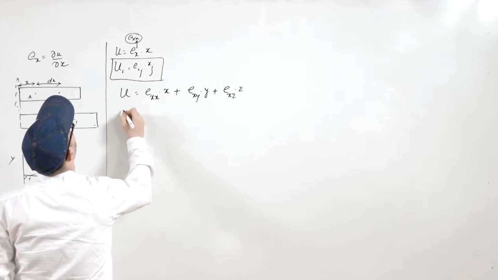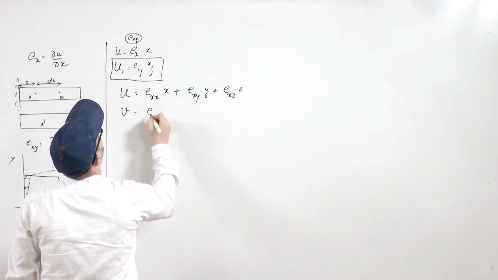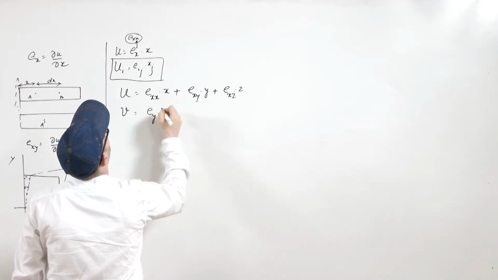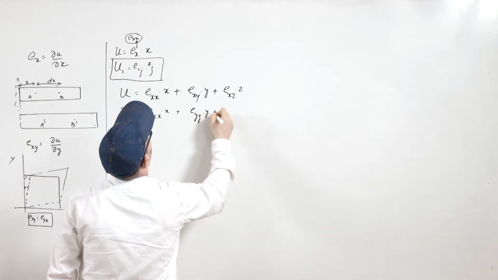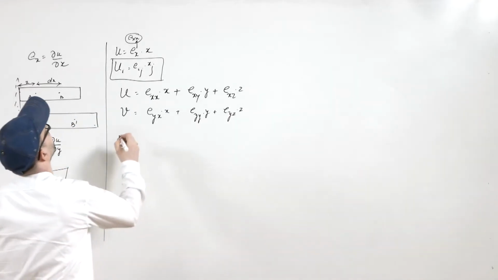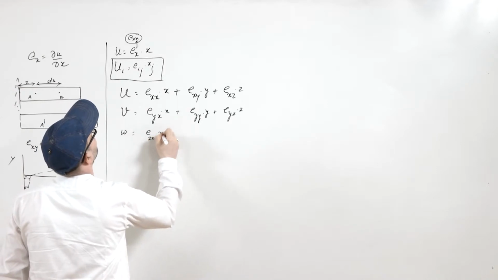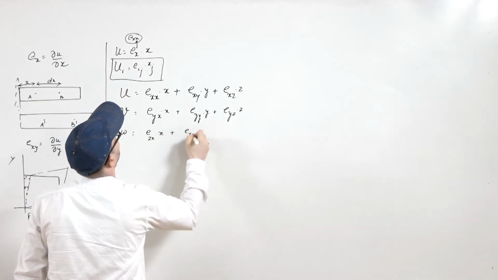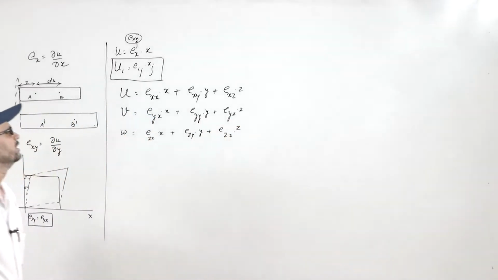Similarly, you will have v, so that will be again Eyx into x plus Eyy into y plus Eyz into z. Then you have w as Ezx into x plus Ezy into y plus Ezz into z. So this is how the u, v and w are defined.